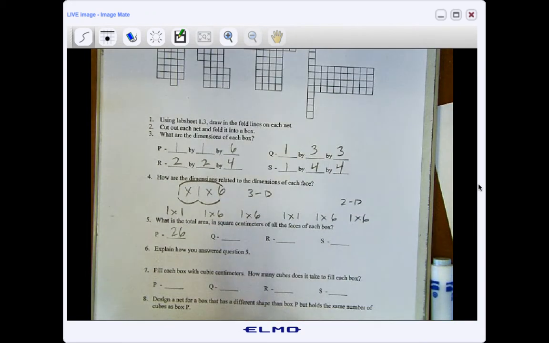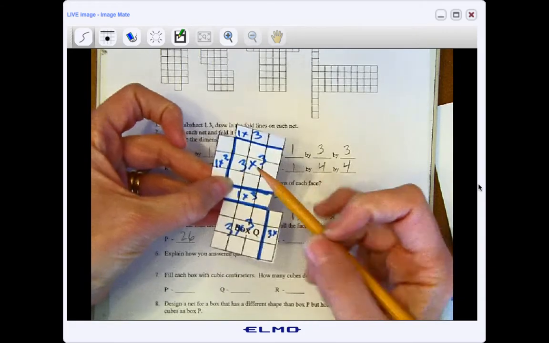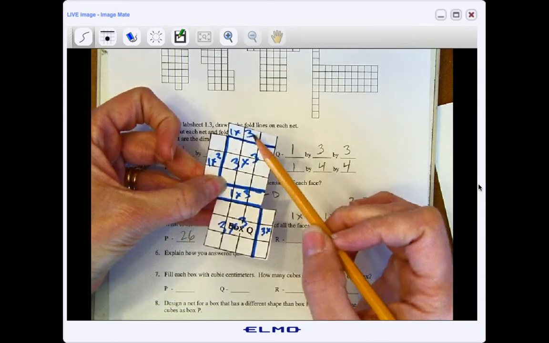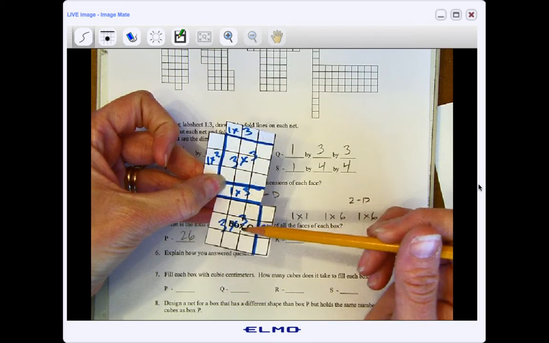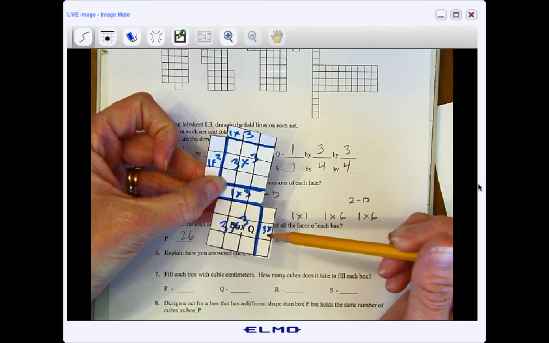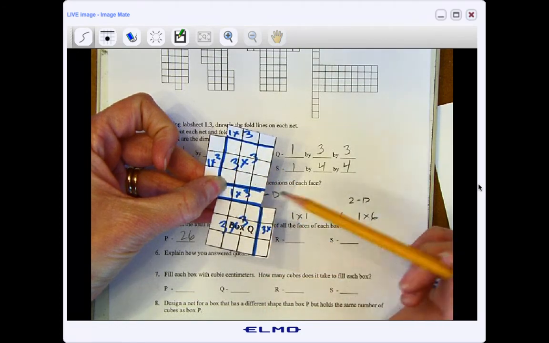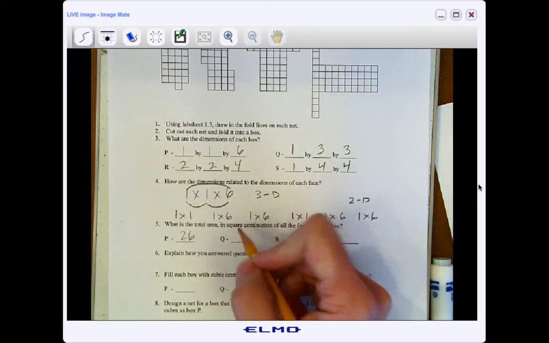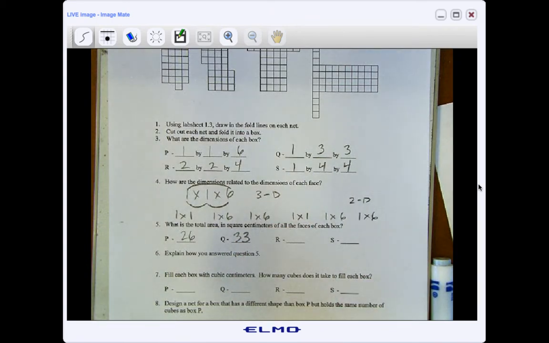All right, let's look at box Q. Let's find its total surface area. All right, so I've got a 1x3, so that has an area of 3. A 1x3 has an area of 3. 3x3 is 9. 1x3 is 3. 3x3 is 9. 3x1 is 3. It'd be faster than just counting each one. I could just add up those 6 areas. Did you get 33? All right, I want you to do the same thing for R and for S.